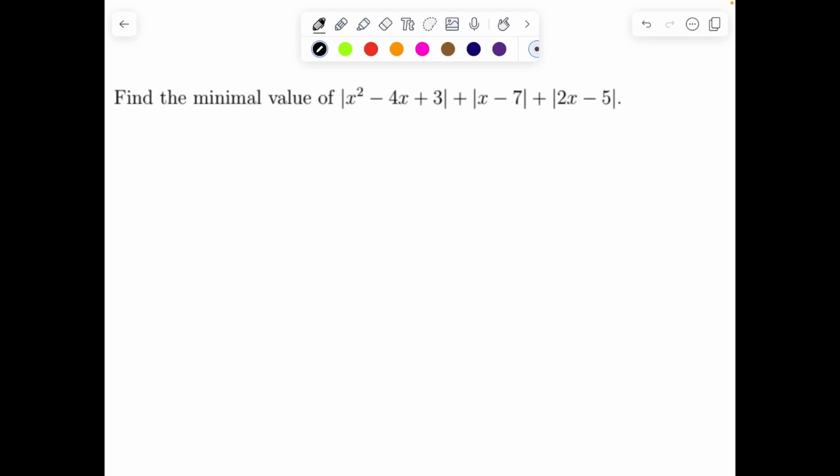Good afternoon all, and let's try this beautiful problem. Find the minimal value of |x² − 4x + 3| + |x − 7| + |2x − 5|. Now, as you can see, we have three modulus terms here, but one is quadratic and the other two are linear.